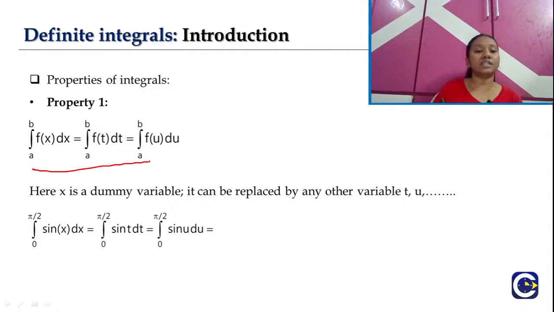But here there is nothing new. We are just using a variable. So here you can see 0 to pi by 2, we can write it as sin x dx, sin t dt, sin u du. Anything can be written here. It's only a variable.